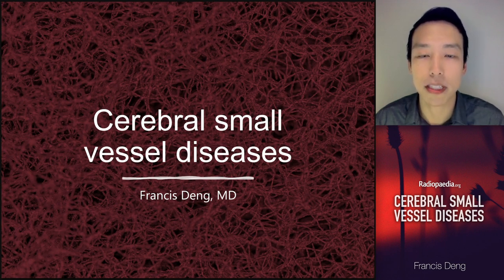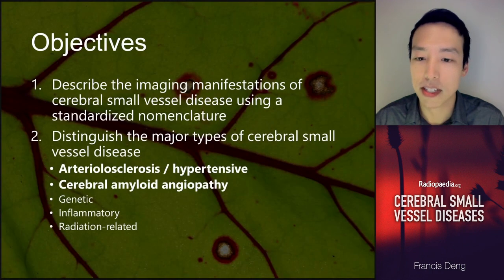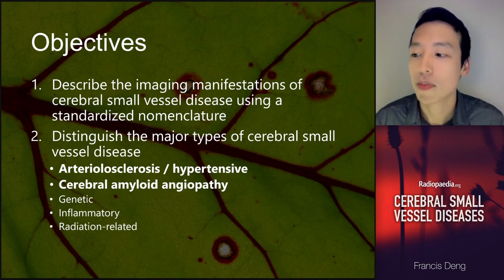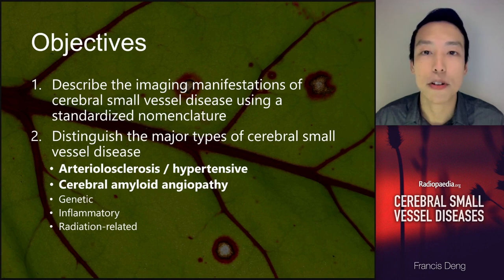So what is that really? What does it mean? And what are the manifestations of small vessel disease? So that's what we're going to talk about today. The first thing is we're going to try to have you describe the imaging manifestations of small vessel disease using a standardized nomenclature. What you'll learn is it's more than just the white matter hyperintensities. You'll also be able to distinguish the major types of cerebral small vessel disease.